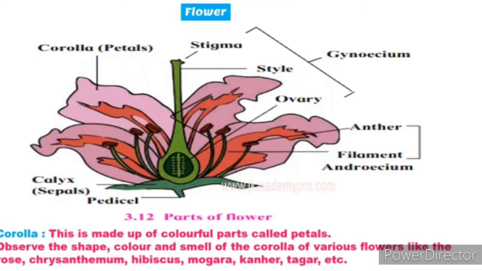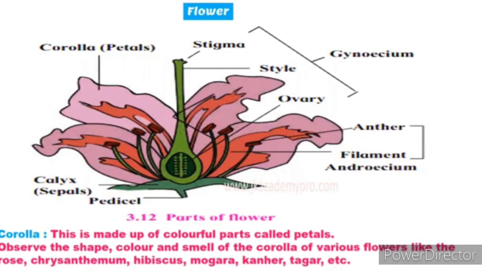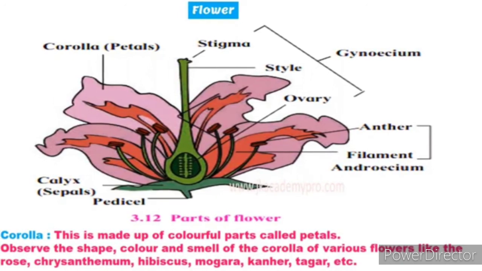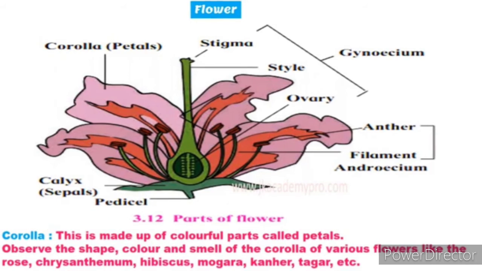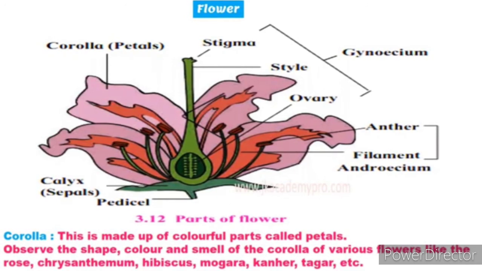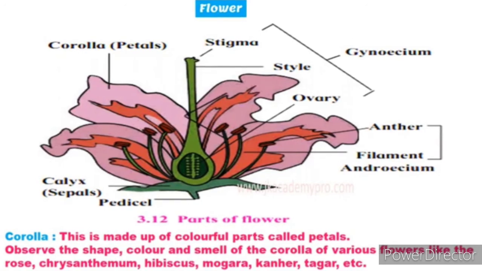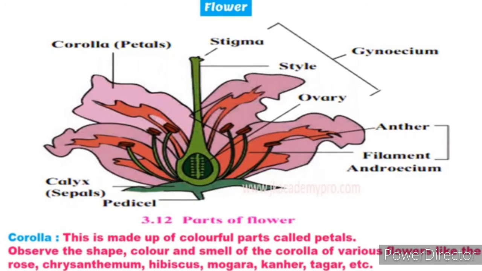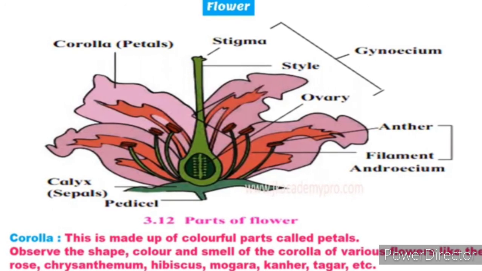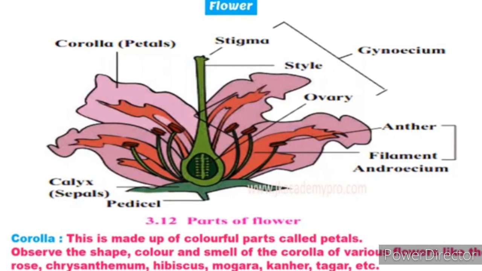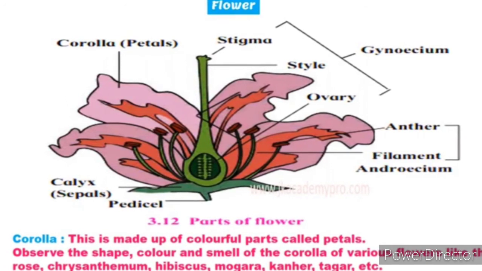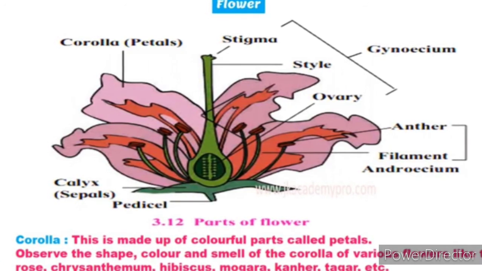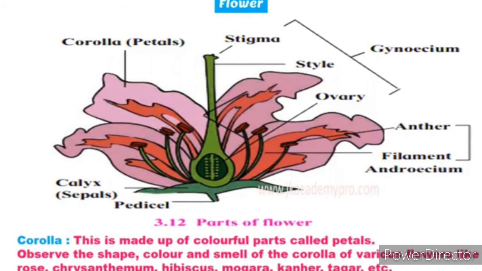Now next one is the corolla. This is made up of the colorful parts called petals. Observe the shapes, color and the smell of the corolla of various flowers. Take different flowers from your garden. If you take a hibiscus or mogra, kanher, rose, tagar, different flowers, and see their color. Each flower has a different color: white, red, pink, different colors are there. This is the corolla. And the shapes are also different. Every petal shape is different.